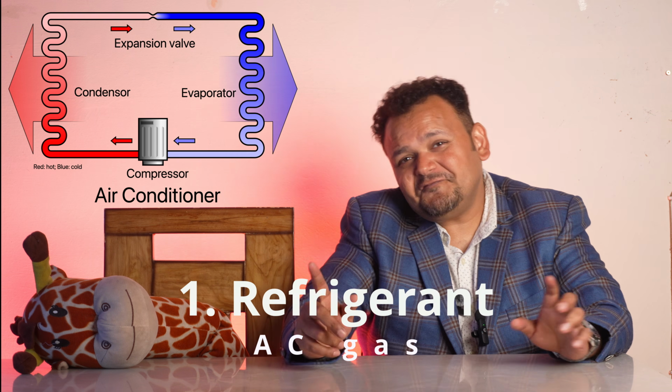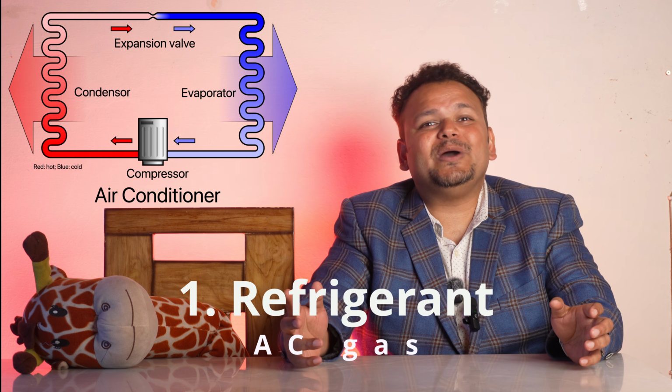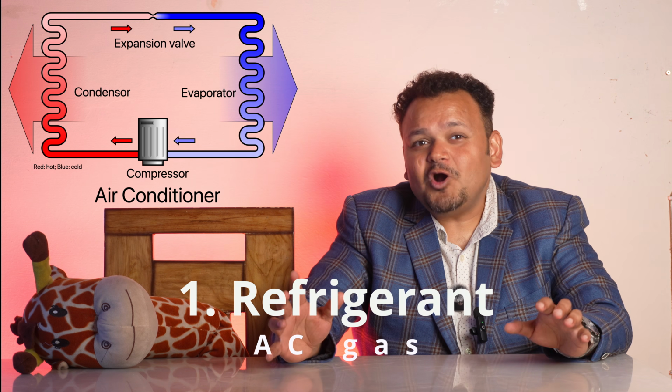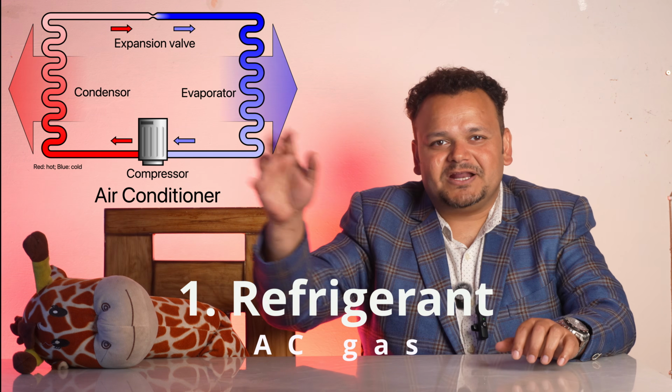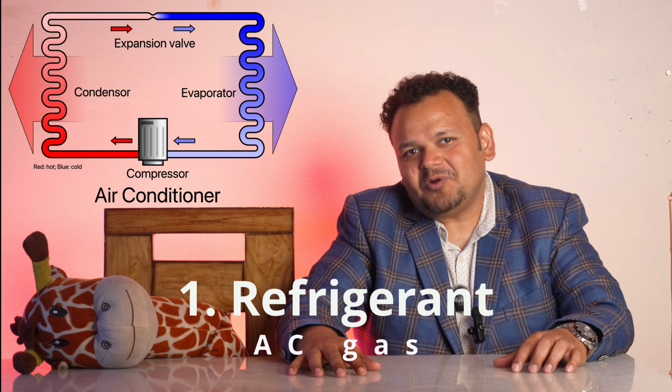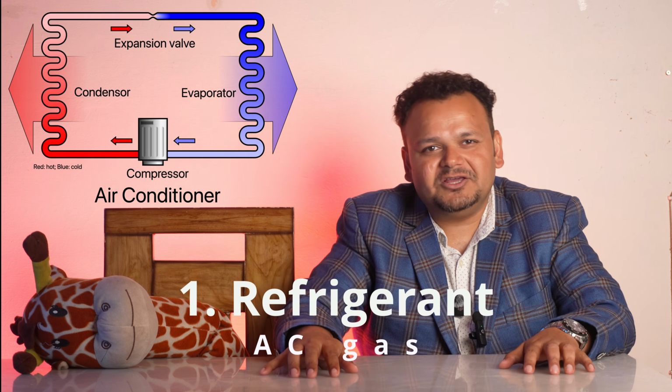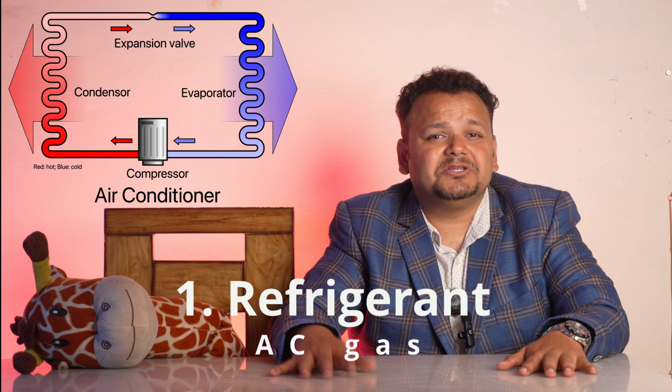Number one, refrigerant, sometimes referred to as an AC gas. It is what moves within an AC and transfers heat from one part of the AC to another. It needs to have specific properties which are beyond the scope of this video. Maybe in a future video I'll cover those.